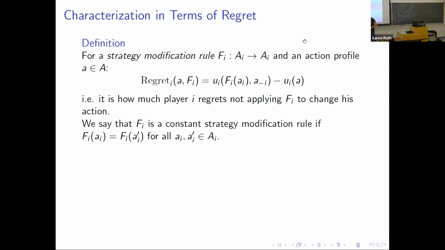So let's say that a strategy modification rule, phi, is just a mapping from actions to actions. It's saying, look, every time you played action 5, you should feel bad about it. You should have played action 4 every time you played action 5. And every time you played action 3, you actually should have played action 7. Think of a strategy modification rule as a backseat driver who's telling you what you should have done instead of what you actually did.